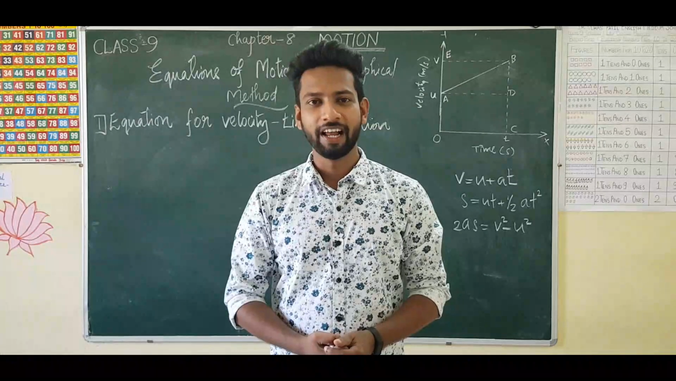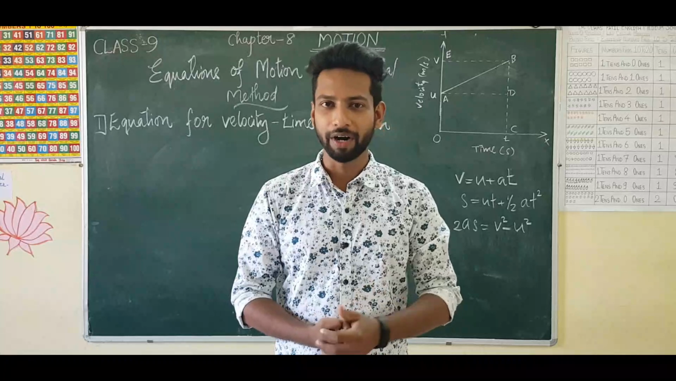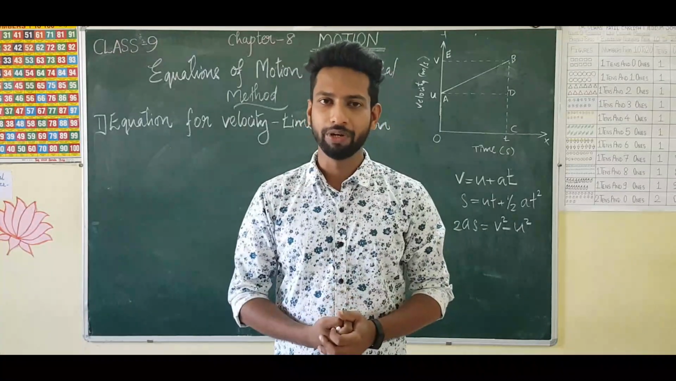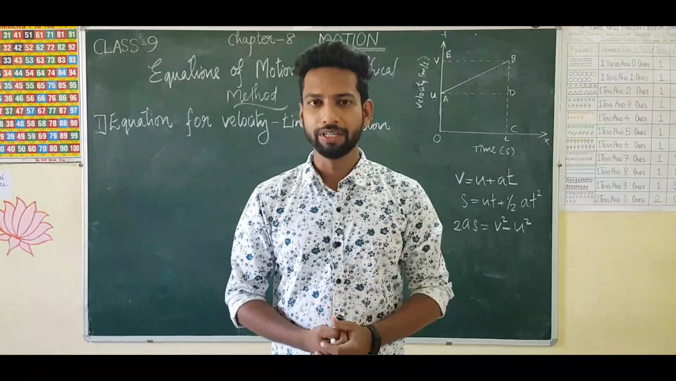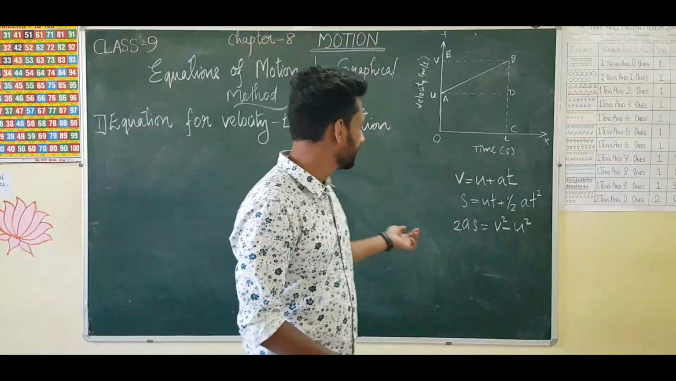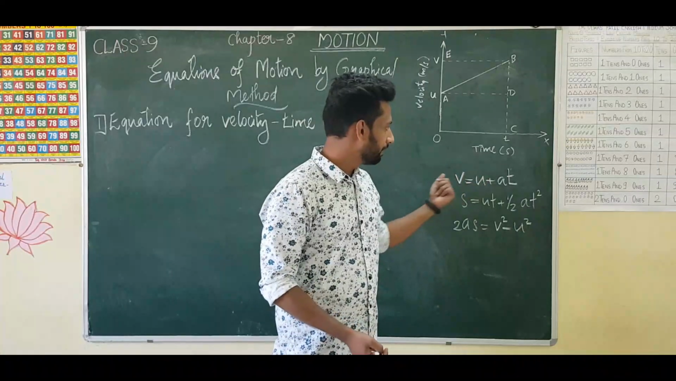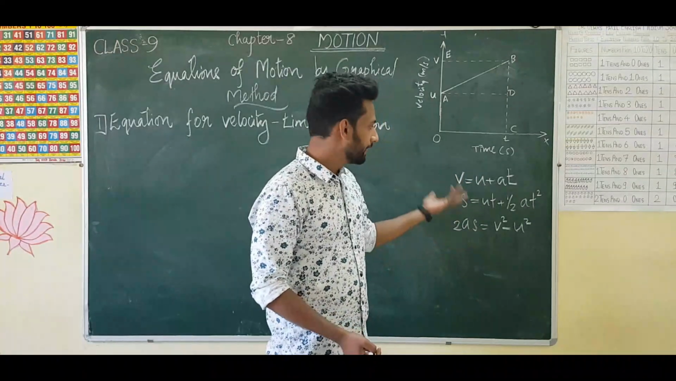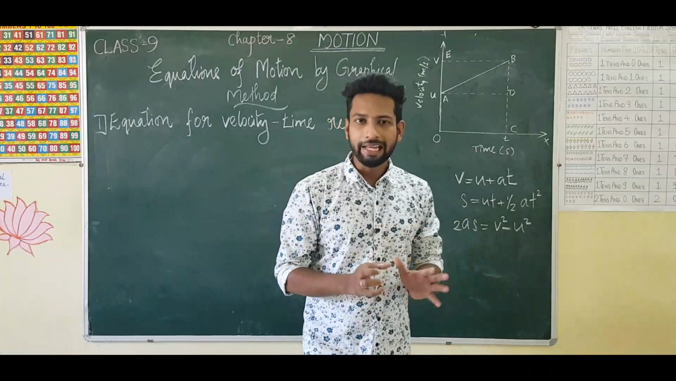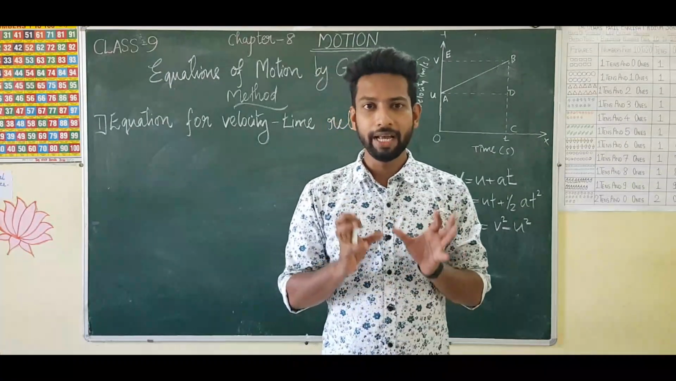Dear students, last session we discussed the two graphs related to motion. Now we have to derive the equations for the motion. There are three equations relating the quantities initial velocity, final velocity, acceleration, time, and distance or displacement. So we have to make the derivation, which means we have to make the equations.